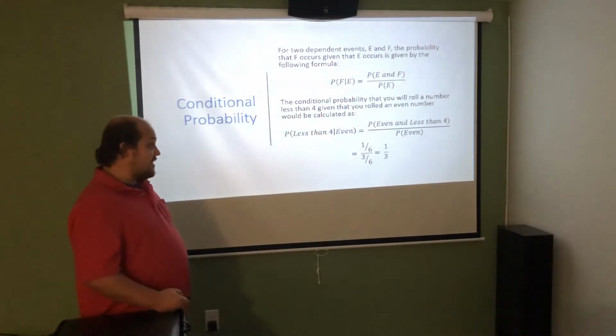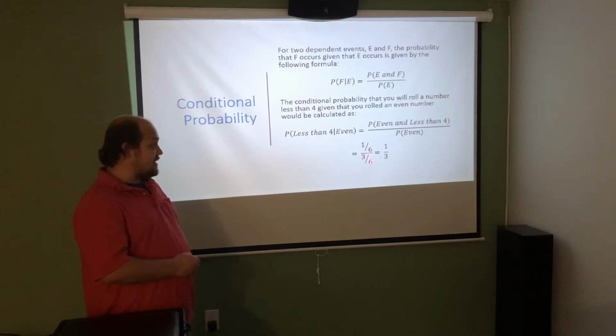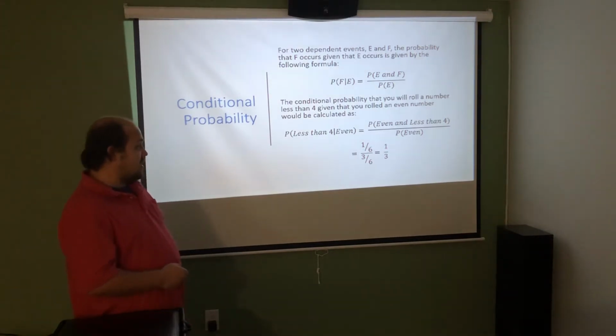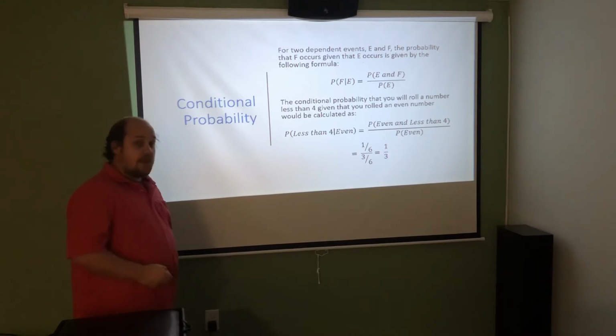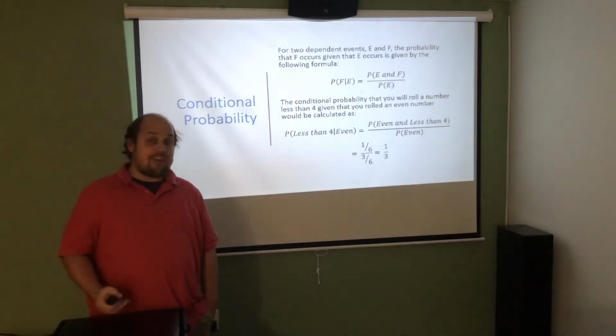Really, if you wanted to see the fraction math that goes on here, dividing a fraction by a fraction means I flip the second one and multiply. So I'm multiplying 1 over 6 by 6 over 3. The 6's cancel and leave me with 1 over 3. So if I know I got an even number, the probability that it's less than 4 by the formula is 1 out of 3.